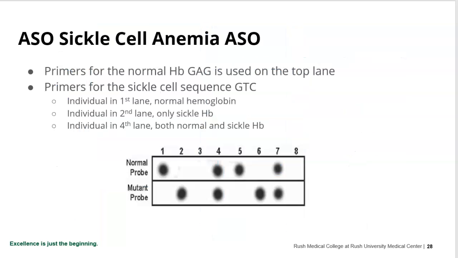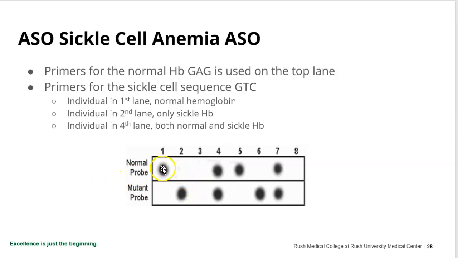So, for instance, every state does different things on newborn screening, but Illinois actually looks for sickle cell anemia on newborn screening. And again, the advantage of sickle cell is that because everything's the same, we can use a PCR method. So we use two primers. One is for normal hemoglobin and one is for sickle. And then we see if DNA got amplified.